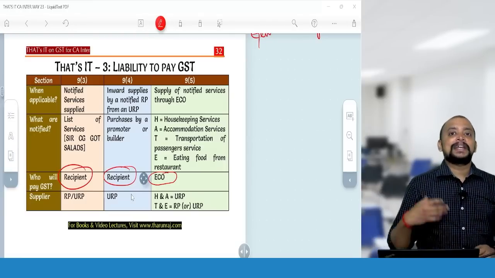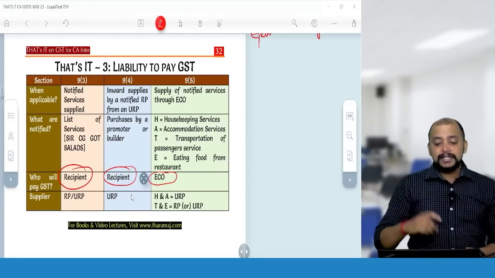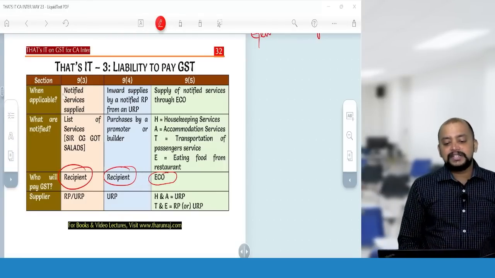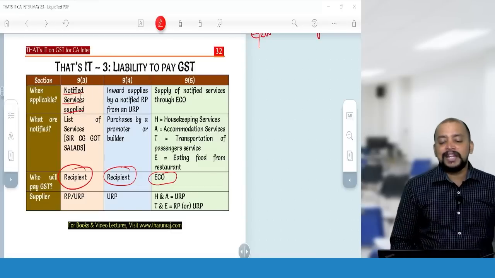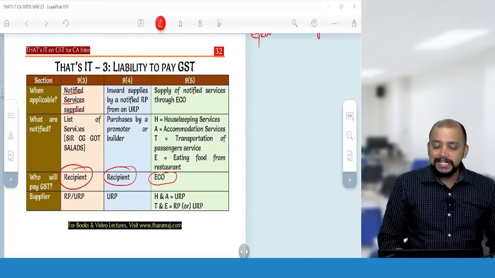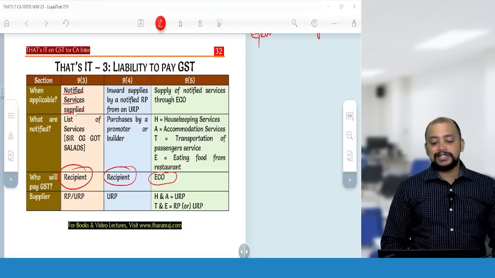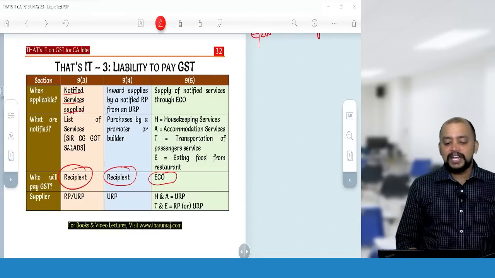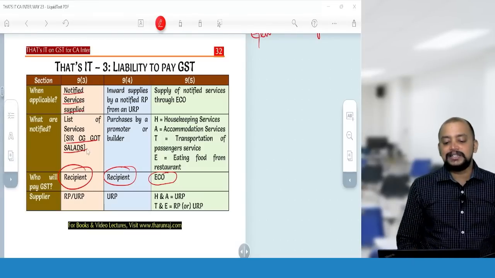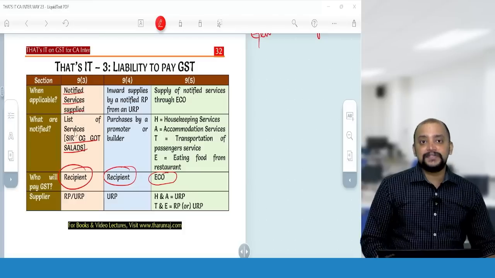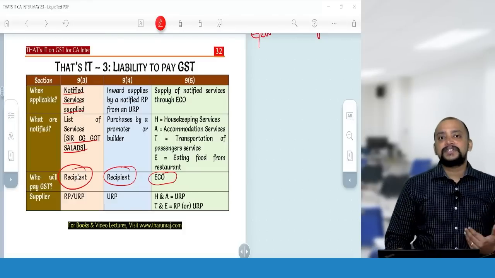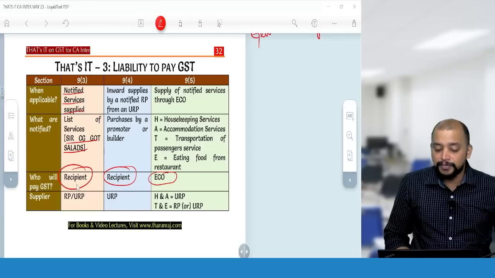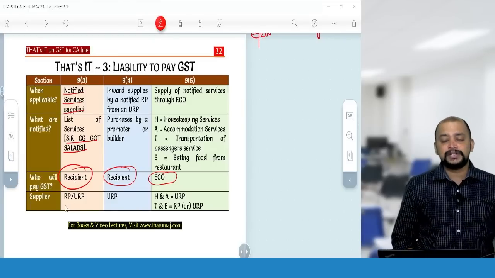Now when it will be 9(3), 9(4) and 9(5), there are some notified services which are given for the purpose of 9(3). With respect to those notified services, liability to pay GST is on recipient, and those services are notified. You can remember that with a keyword, Sir CG got salads. So these are the list of services. On these services, liability to pay GST is on recipient, and the supplier may be registered or unregistered, that is relevant.